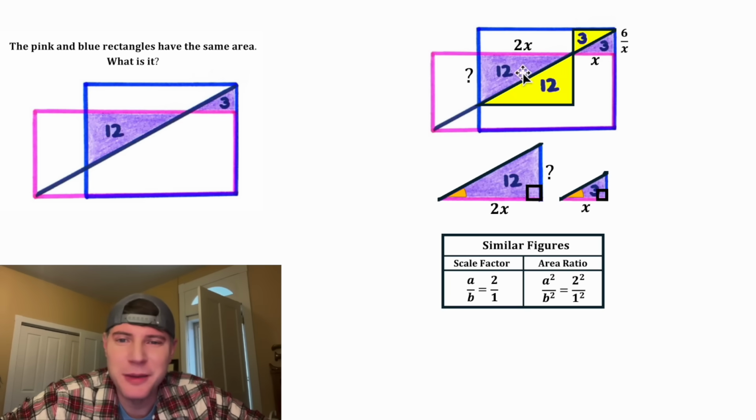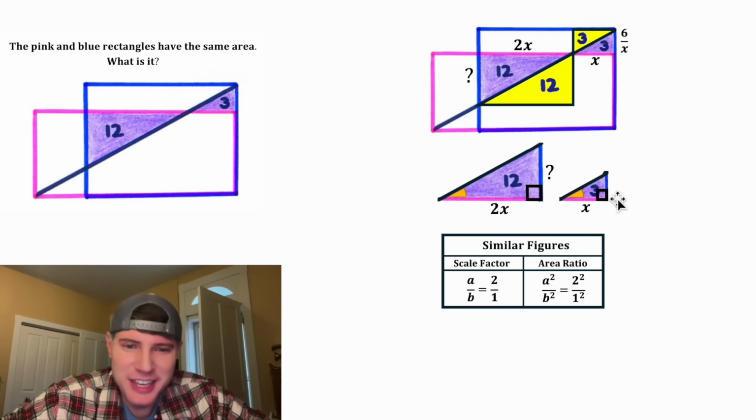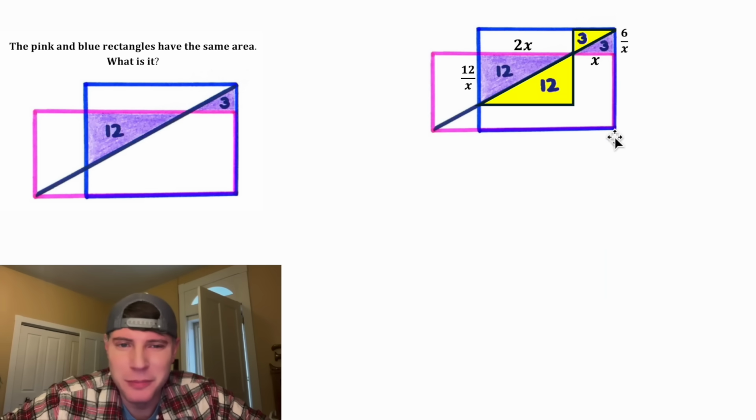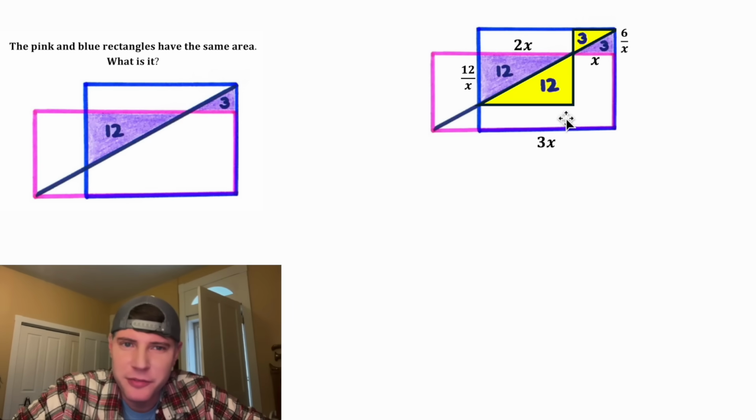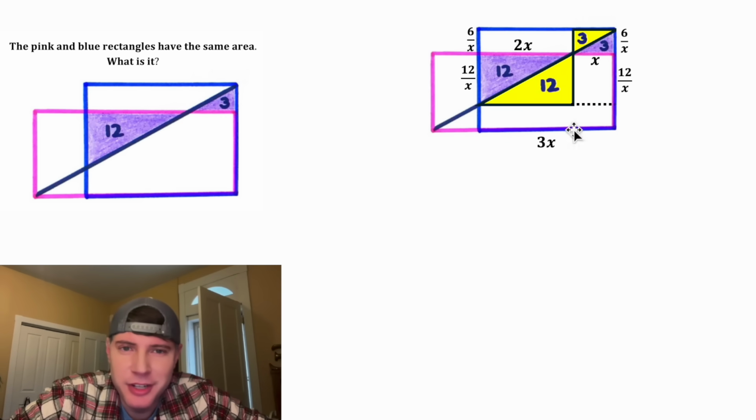And we can also do the same thing for this side here. So if this side of the little triangle is 6 over x, this side will be double that, or 12 over x. So we can change this into 12 over x. And now we can write an expression for the base of our blue rectangle. It's going to be 2x plus x, or 3x. And there's a couple other things we can fill out. This, I don't know if we're going to need it, but it is 6 over x. And if we extend this over here, this will be 12 over x. And I don't think we know anything else.